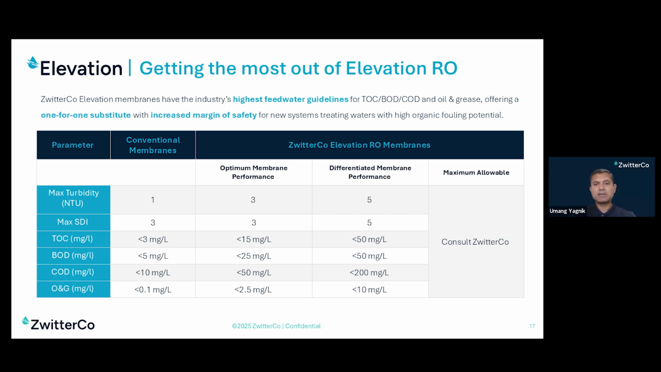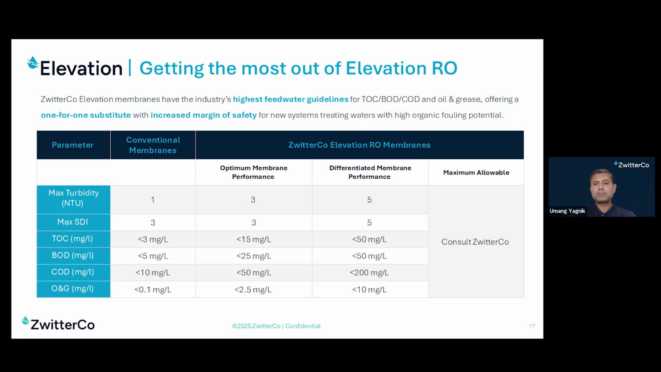While the column on the left shows very typical feed water guidelines that are offered by most conventional RO membrane suppliers, the three columns to the right depict elevated feed water guidelines offered by Elevation RO. Under the optimum performance feed water guidelines, as you can see for Elevation RO, the membranes can handle 5 times more TOC, COD, and BOD than conventional RO membranes, and 25 times more oil and grease in the feed water.